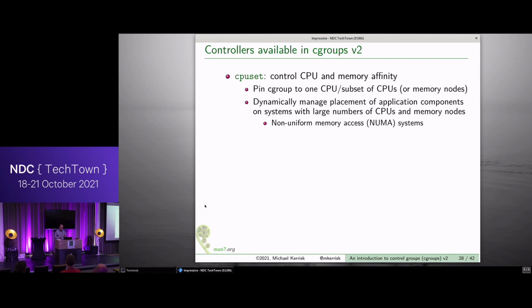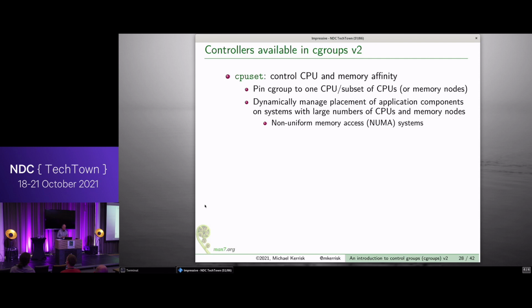There's other controllers. There's a controller called the CPU set controller. What this lets you do is choose the CPU affinity and the memory affinity of a group of processes. Choose which CPUs a group of processes is going to use. And there's a couple of reasons that you might do this.